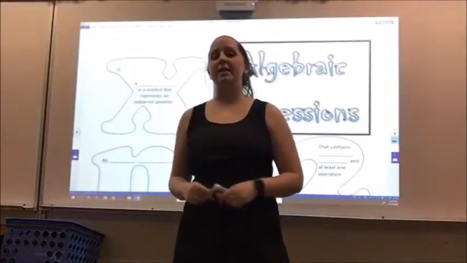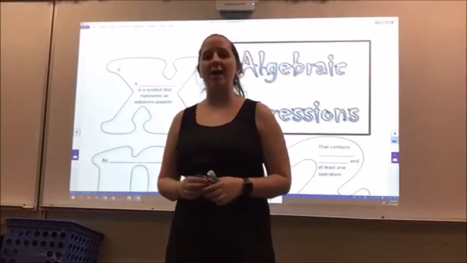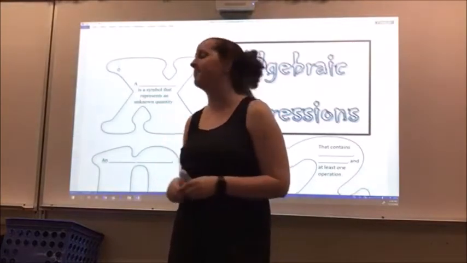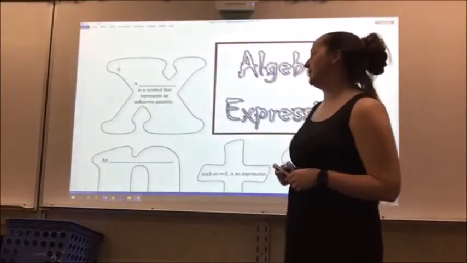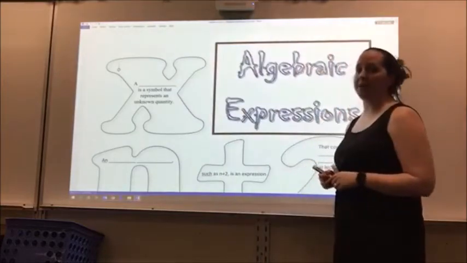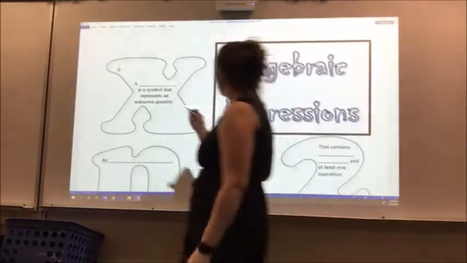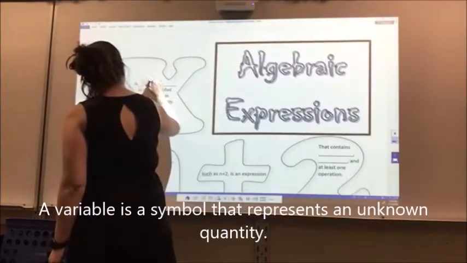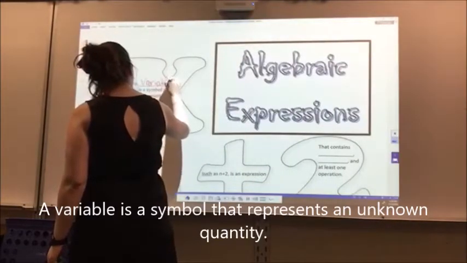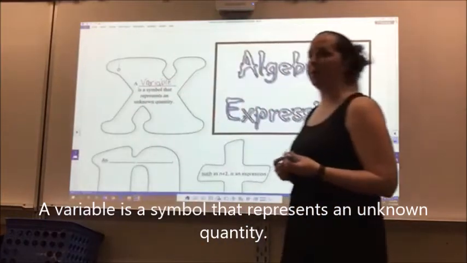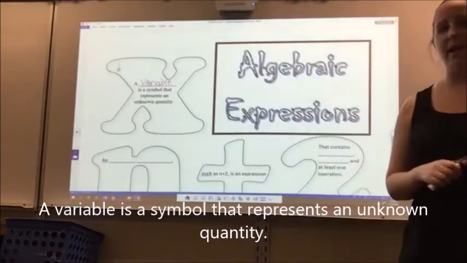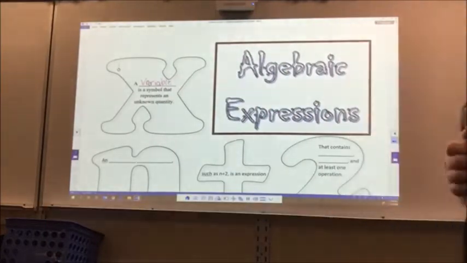All right, this is Chapter 5, Lesson 1, Algebraic Expressions. So a blank is a symbol that represents an unknown quantity. In that blank, you're going to write variable. So a variable is a symbol that represents an unknown quantity.